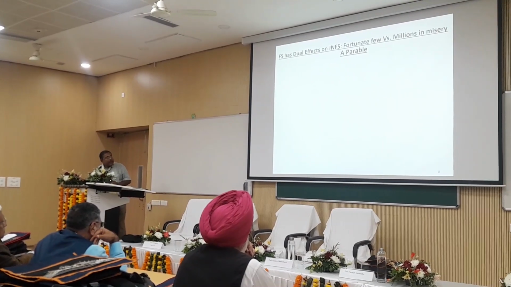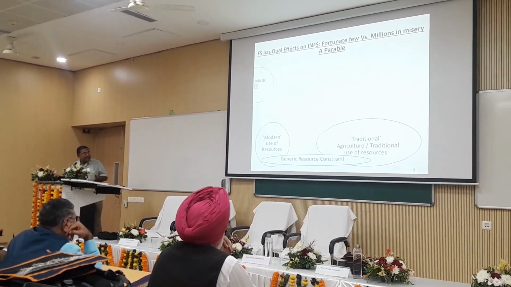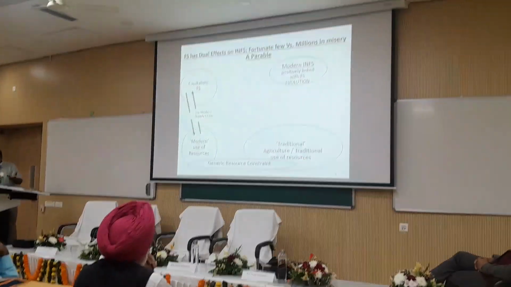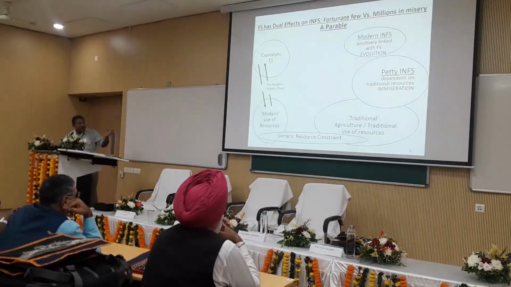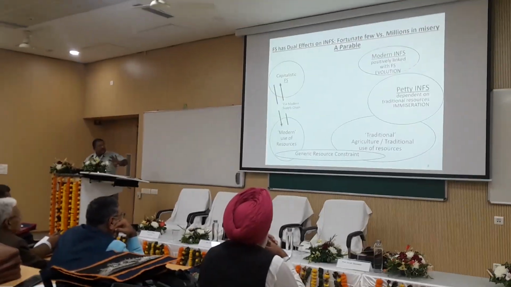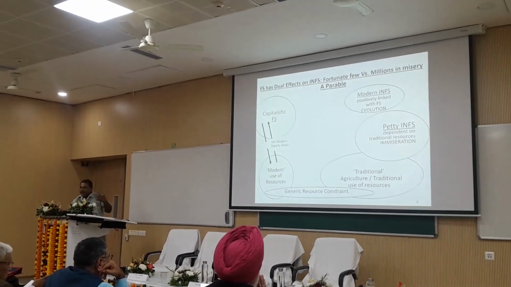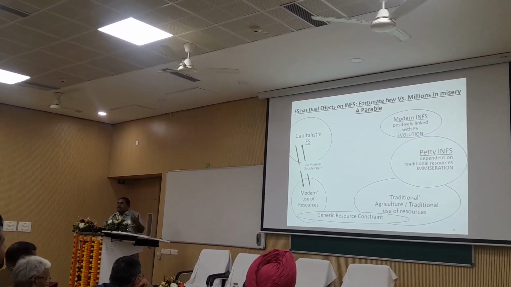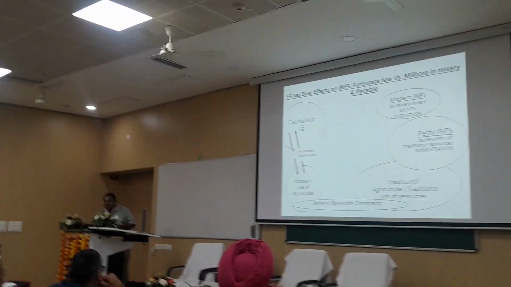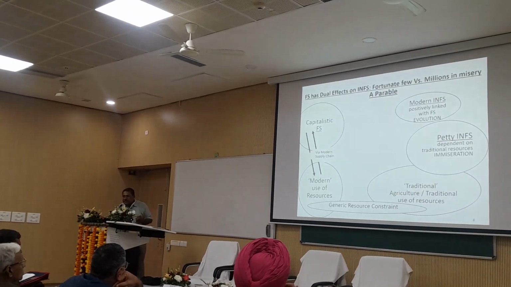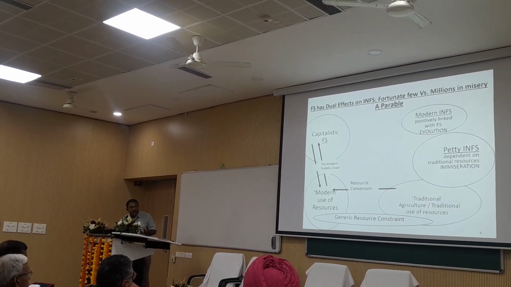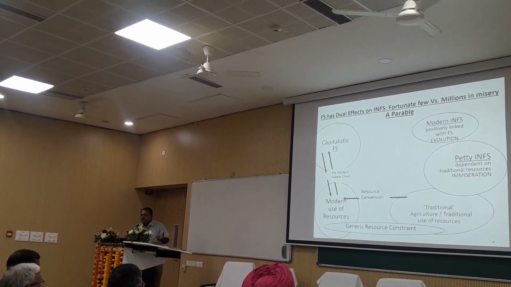So given this, I'm trying to tell a parable. It is just a parable that there is this capitalistic sector and the modern informal sector, and there is a modern use of resources. I'm dividing like this, and the petty informal sector. So when there is a capitalistic expansion, I am using the concept of accumulation by dispossession of David Harvey, where this accumulation is taking place and the resources are being extracted from the traditional sector, maybe traditional agriculture or traditional use of resources.